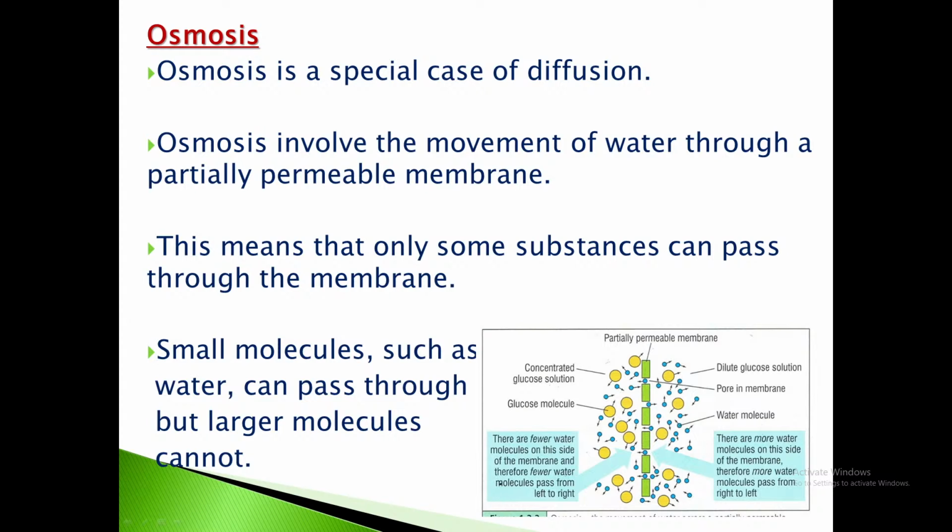Now, osmosis basically involves the movement of water through a cell membrane, or through what is known as a partially permeable membrane. It is the same cell membrane that they're talking about, which means that the cell membrane would only allow some substances to pass through, and of course water would be on that list. This means that only some substances can pass through the membrane, and again small molecules such as water can pass through, but larger ones basically cannot.